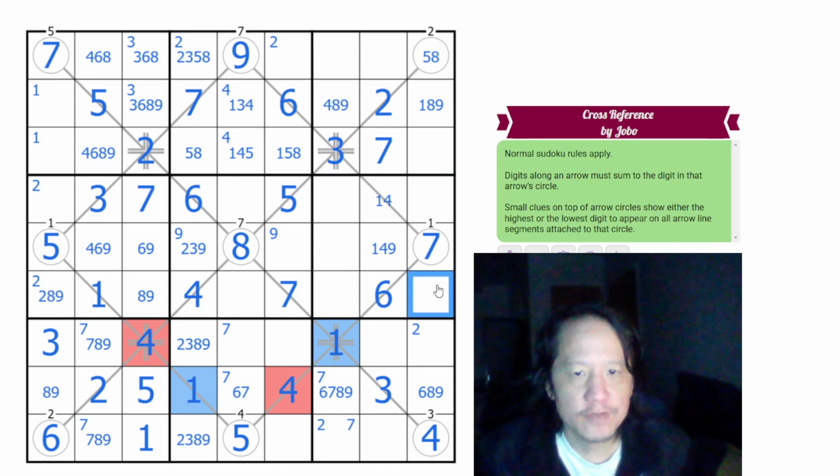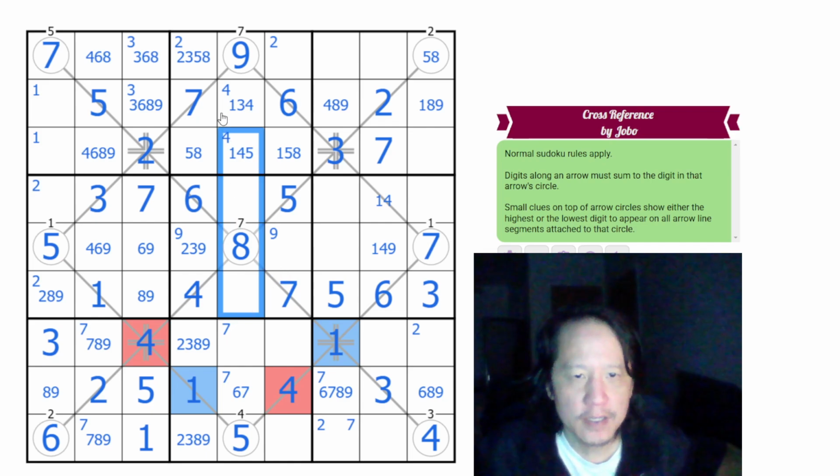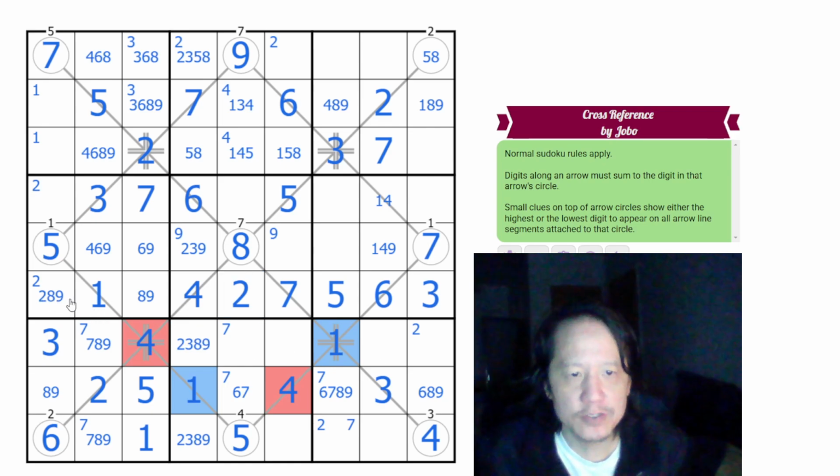3 must be one of these two cells, and it can't be this one because of this 3. Therefore, this must be a 3. This can't be a 5. Where's the last 5 in row 6? It has to be here. So this is a 5, which makes this 2, 8, or 9. Cannot be 8 or 9. Therefore, this is a 2, which means this can't be 2.